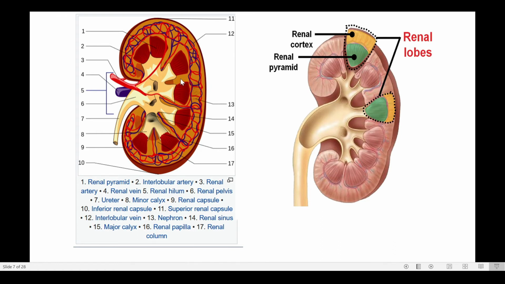In between the pyramids there are column-like structures. These are known as the renal columns, which have a rich blood supply, and the inner parts are known as the renal papilla. That means these areas are the renal papillary regions. Renal papillae open into the hilum region, from where the urine is collected and passes out through the ureter. This cortex area is granular in nature due to the presence of nephrons, which are the structural and functional units of our kidney.